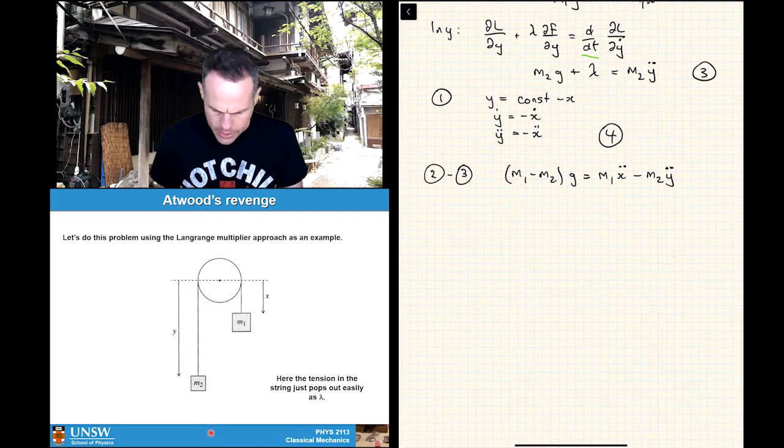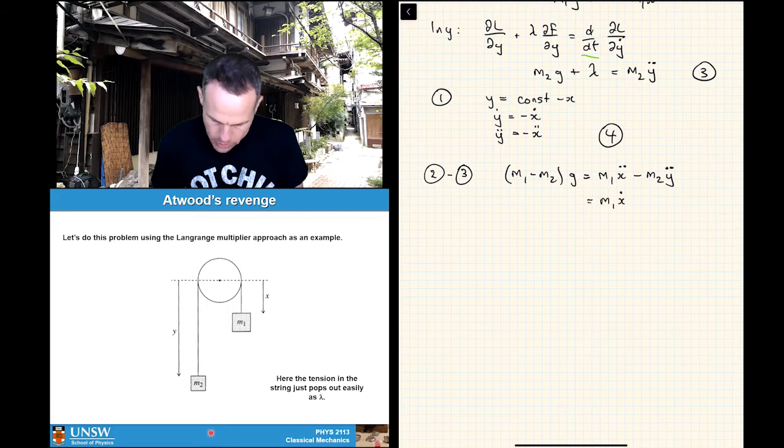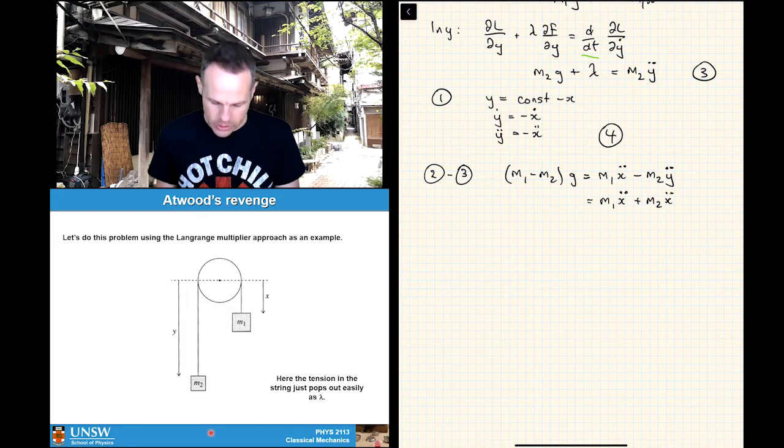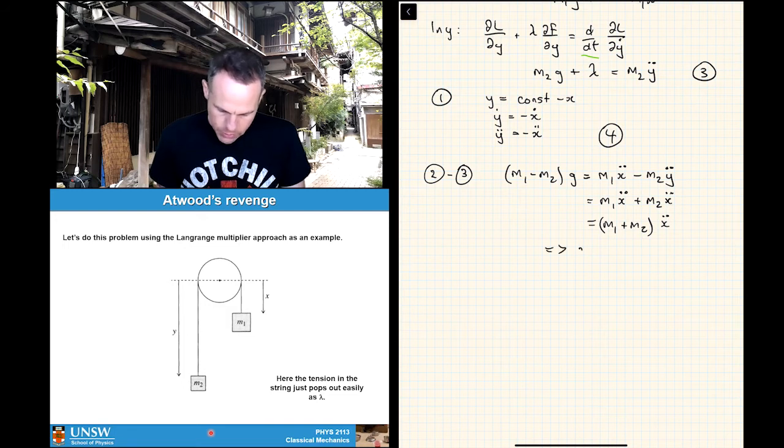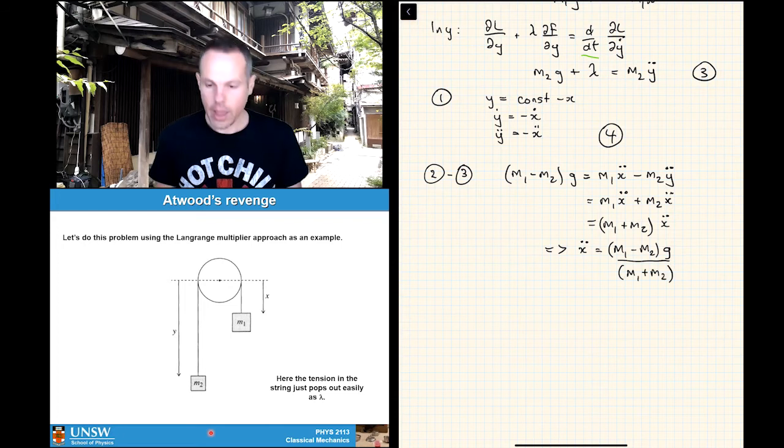And then, of course, I know that y double dot is equal to minus x double dot. So this is going to be m1x double dot plus m2x double dot. In a sense, I'm using the constraint equation here. And this is going to be (m1 plus m2)x double dot, just there. And then I can solve this thing for x double dot. So I've got x double dot is (m1 minus m2)g on (m1 plus m2). And that's exactly the same solution that I had last time, right?